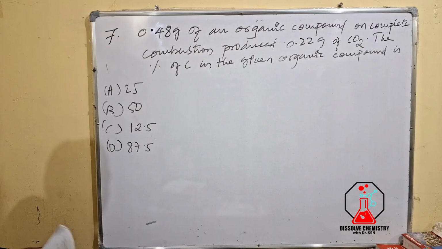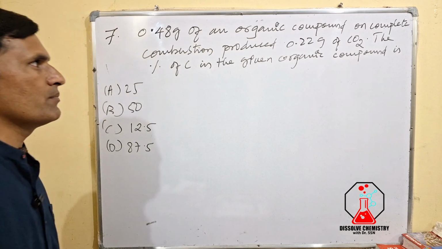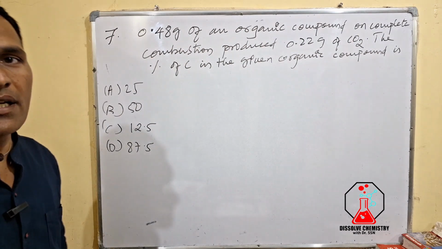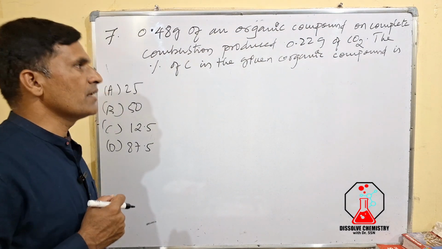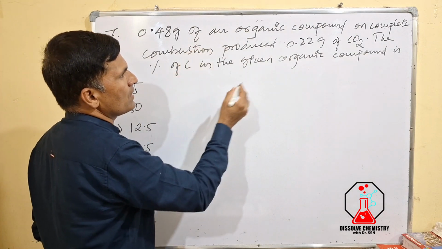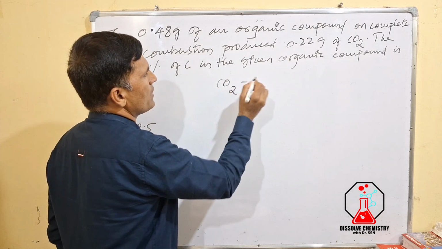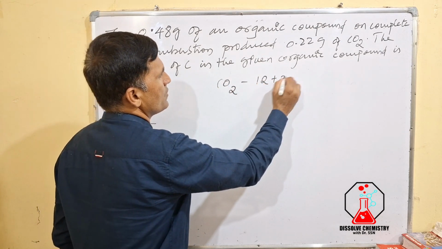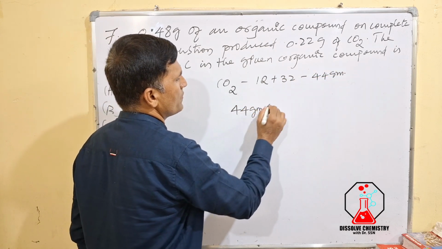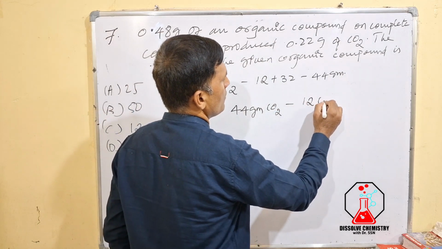Seventh question we will take. So the question is, 0.48 gram of an organic compound on complete combustion produces 22 grams of CO2. The percentage of carbon in the given organic compound is, it is the question. Okay, so let us solve and find the answer for this, right? See here, one thing you should remember, carbon dioxide molecular weight is 12 plus 32, so that turns out to be 44 grams. 44 gram of CO2 corresponds to how many grams? 12 grams of carbon.